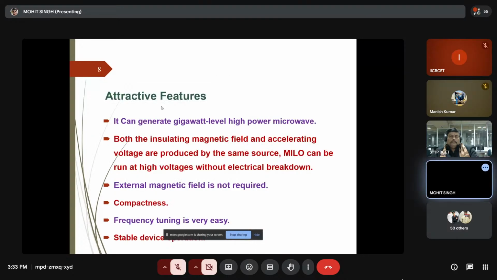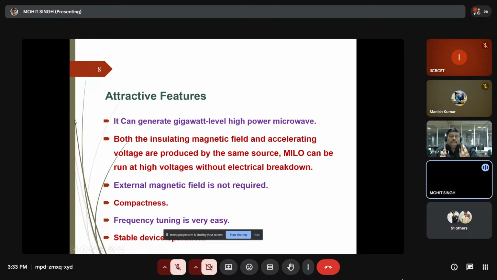Now, what is the attractive feature of this magnetically insulated line oscillator? The first attractive feature is that it can generate a power at the gigawatt level. Why are we bothering about the gigawatt power level? Because this gigawatt power level can be used for high power microwave weapons or directed energy weapons. That means our MILO is successful in generating gigawatt level power.